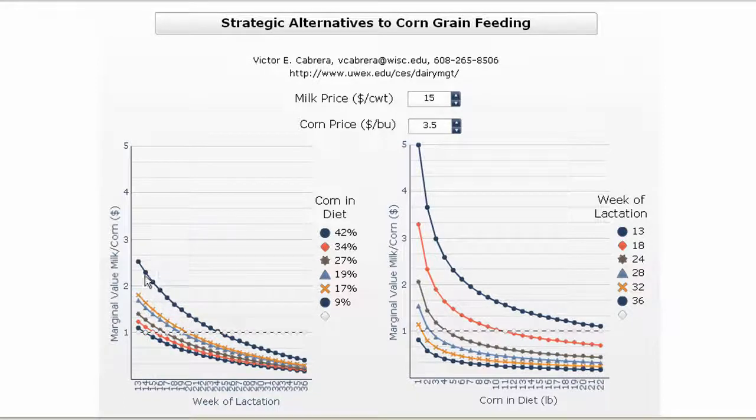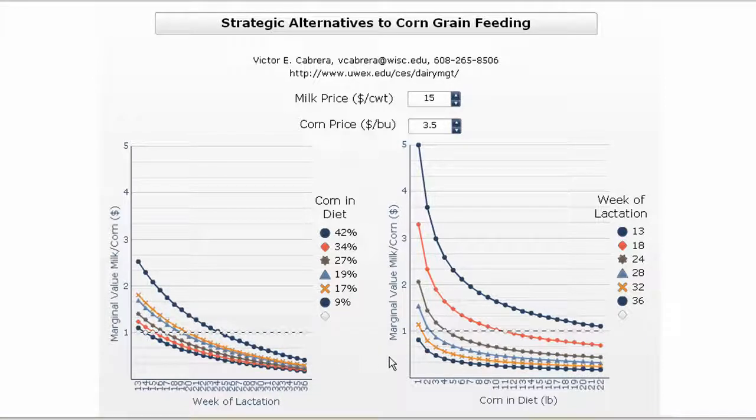In this case, a diet with just 9% of corn will produce a profitable margin up to about 24 weeks into the lactation. For comparison, a diet with 17% corn will be profitable up to week 20. And the pattern continues as we look at diets which contain a higher percentage of corn.